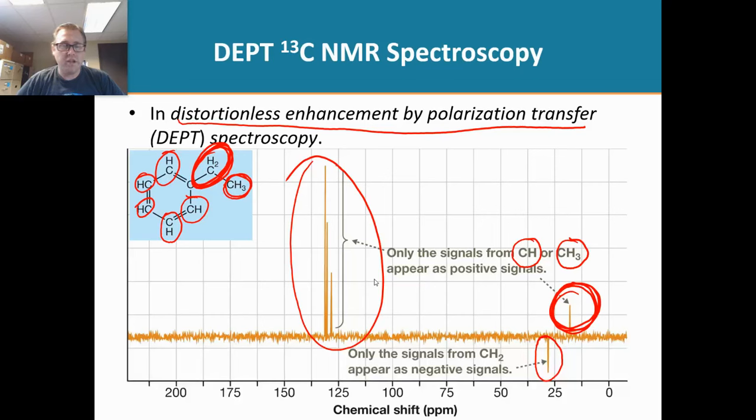Another feature that you need to be aware of in DEPT NMR is that you're only going to get signal if the carbons have hydrogens directly attached to them. If there's no hydrogens attached, then you're not going to get any signal in a DEPT NMR. So if you have like a ketone, the carbonyl carbon there will not show up in a DEPT experiment.